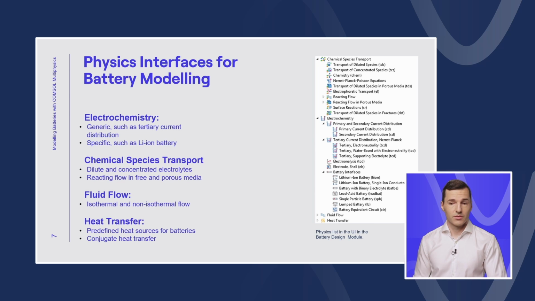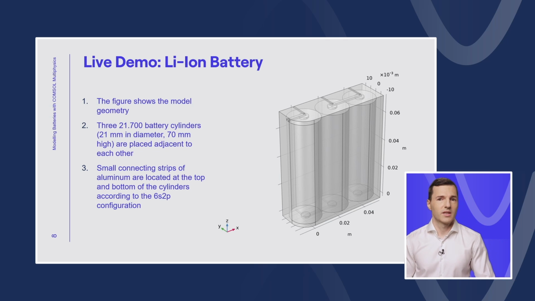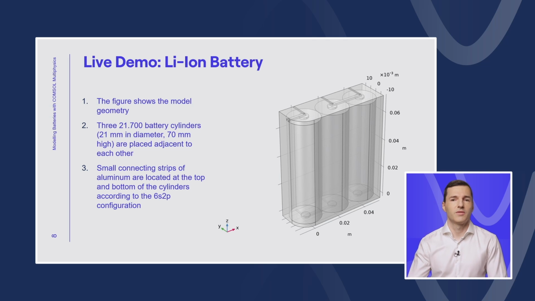And let's jump into our lithium-ion battery model here. This is the model that we want to investigate. And you can see this is a 6s2p configuration. There are solid and fluid domains. And we want to investigate what will be the temperature difference between the cells. And we will use a lumped battery interface here and set up the corresponding boundary conditions. And we can investigate the scenarios much faster without building the physical prototypes.